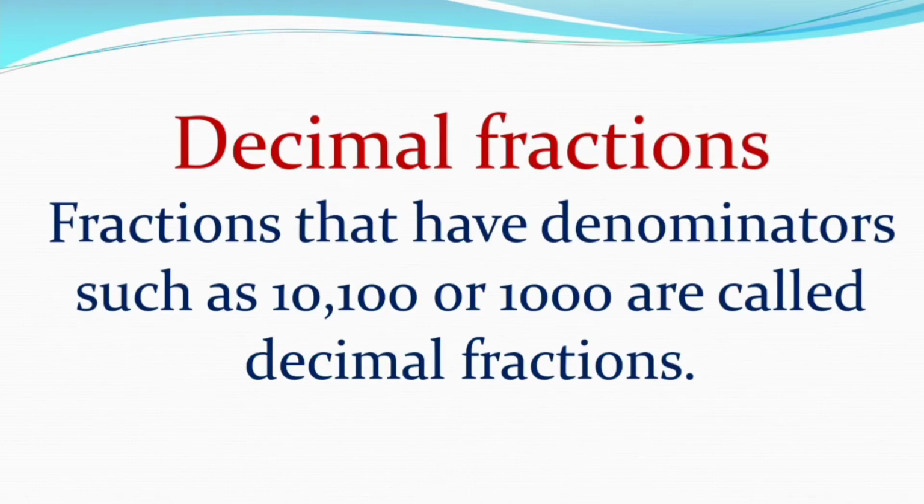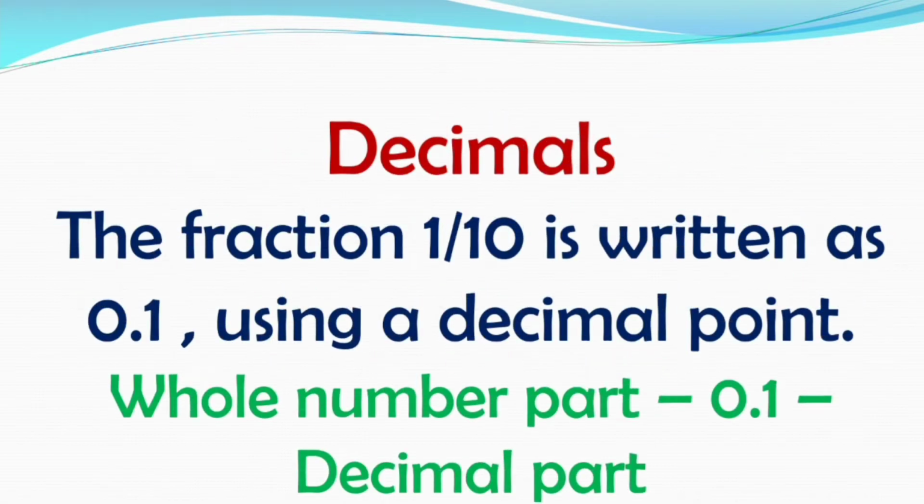What are decimal fractions? Fractions that have denominators such as 10, 100 or 1000 are called decimal fractions. What are decimals? The fraction 1 by 10 is written as 0.1 using a decimal point. In 0.1, the whole number part is 0 and 1 is the decimal part.